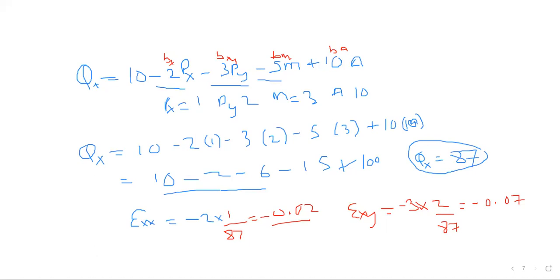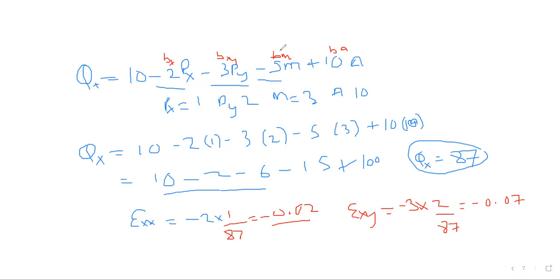M is for income, A is for advertising, Y is for what? That's the price of what? PY is the price of what? Price of good Y. Yes, M is income.